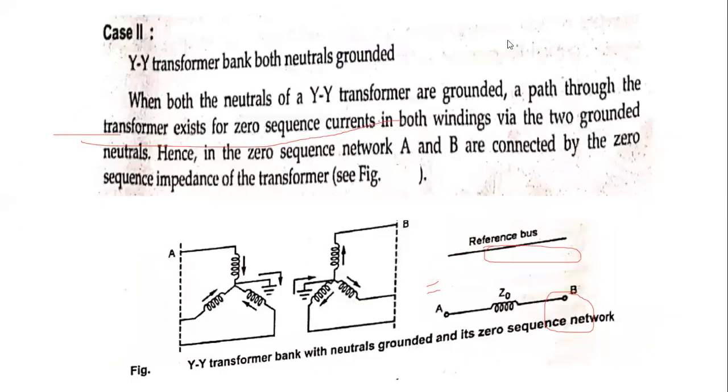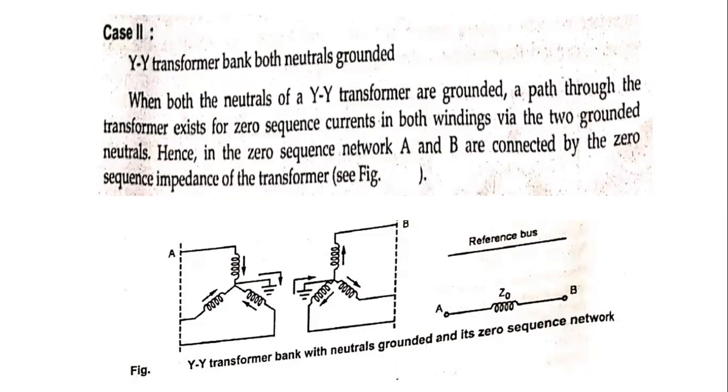Next, coming to the second consideration, that is a star-star transformer bank with both neutrals grounded. This is the star connection of the primary winding and this is the star connection of the secondary winding. But in this case, both will be neutral grounded. Both neutrals of the star-star transformer are grounded.